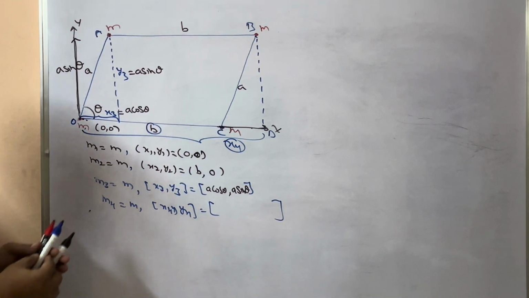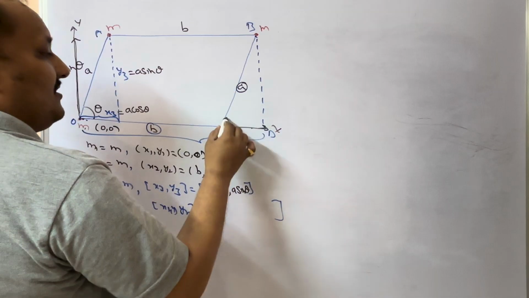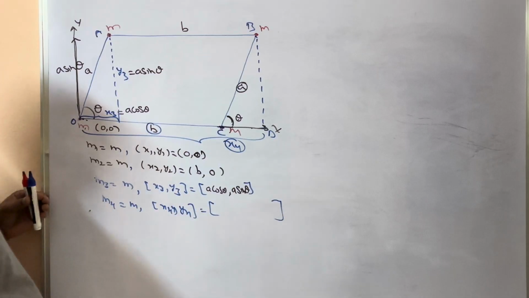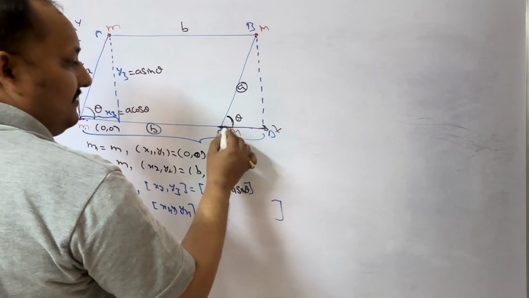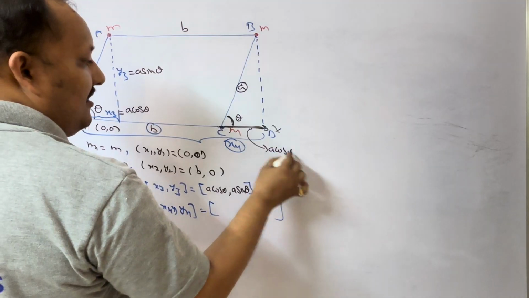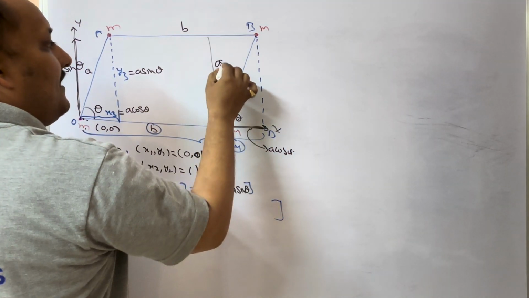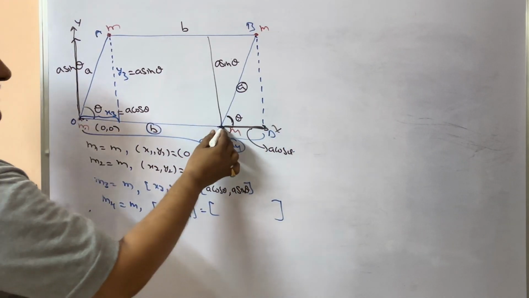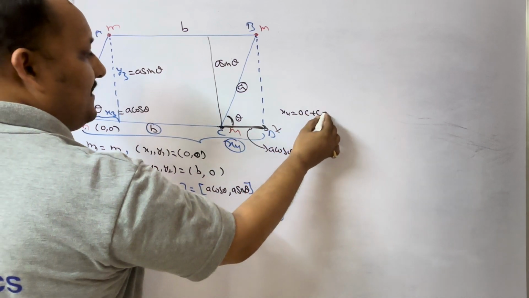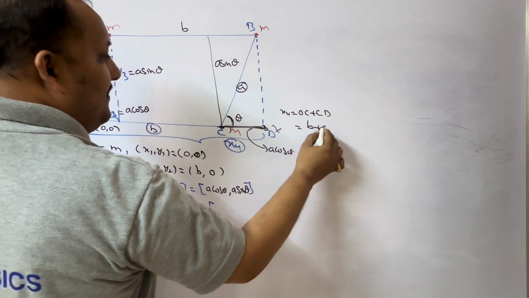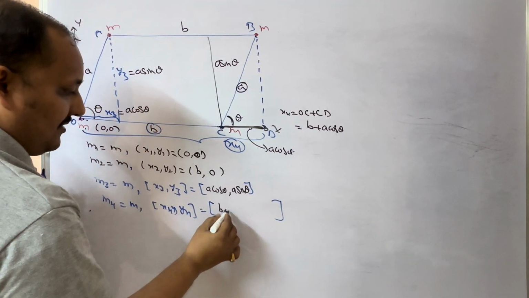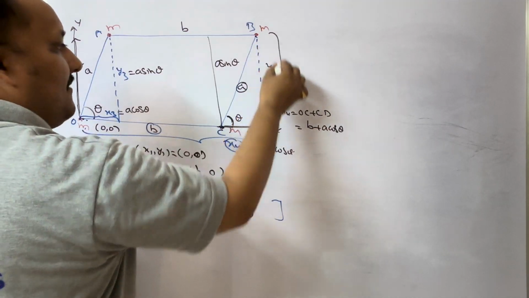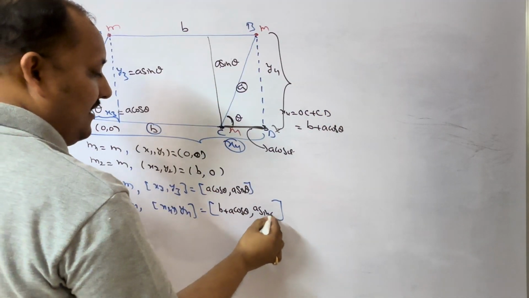Now how are we going to get it? If this side is A and you resolve it, because parallel sides are the same, the angles are going to be the same. This part is going to be A cos theta, and this one will be A sin theta. Therefore x4 is equal to OC plus CD. What is OC? B. So x4 is B plus A cos theta, comma, and y4 is going to be A sin theta.